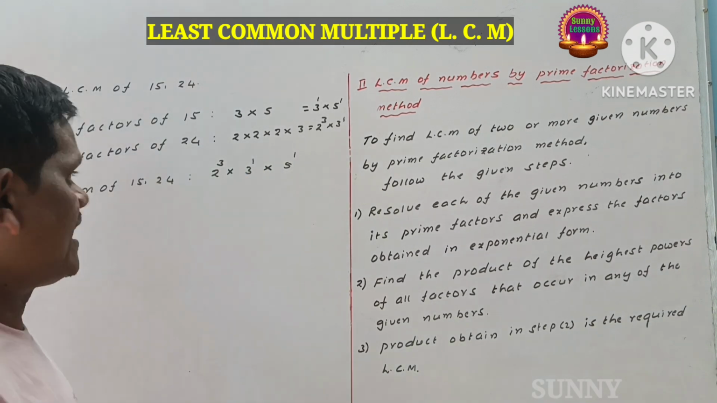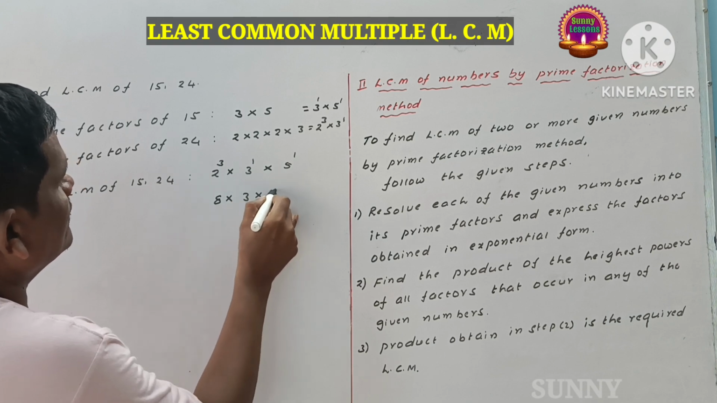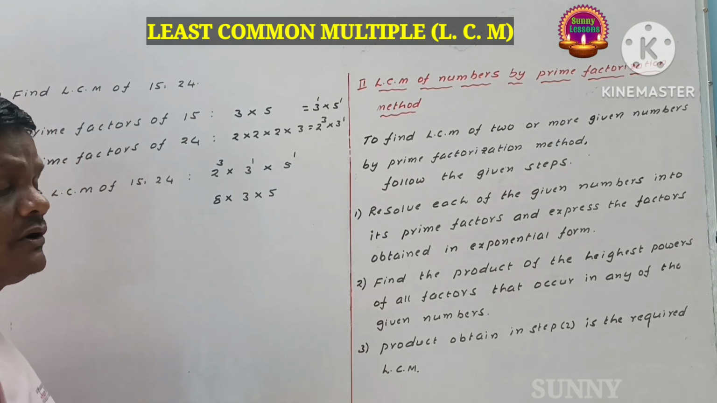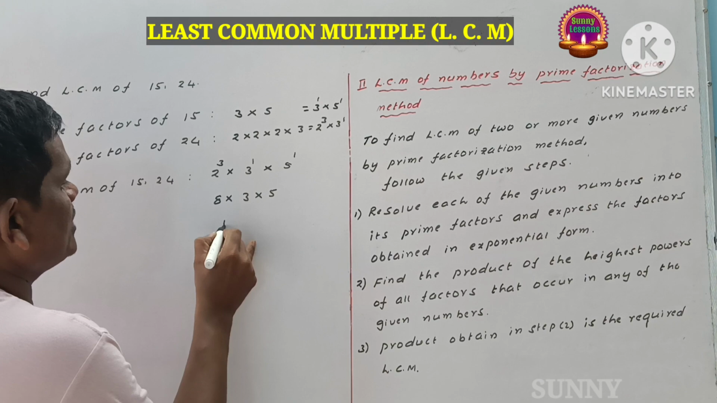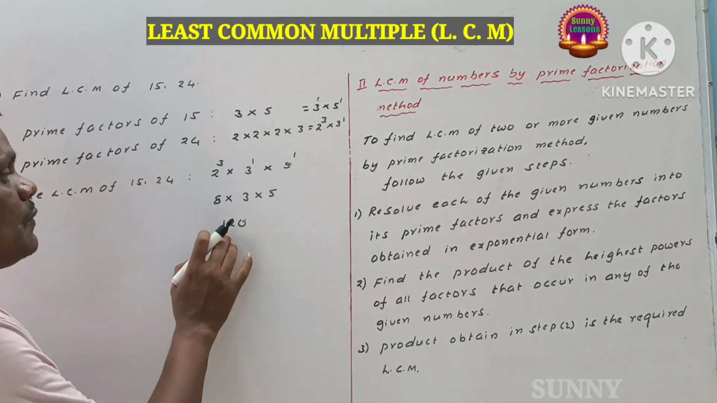2 cube means 8. 8 into 3 into 5. 8 threes are 24, 24 fives are 120. So the LCM of the given numbers 15 and 24 is 120.